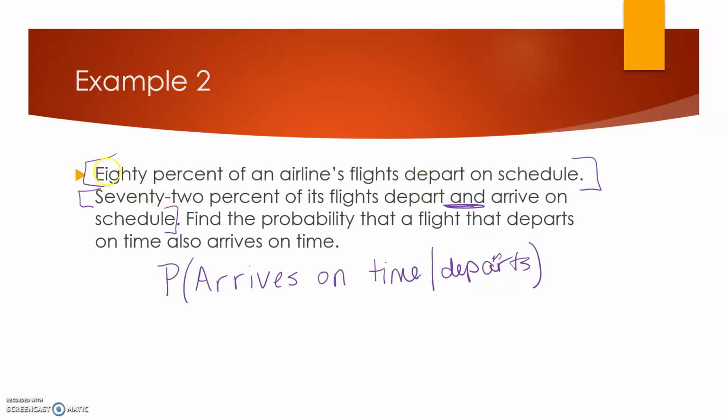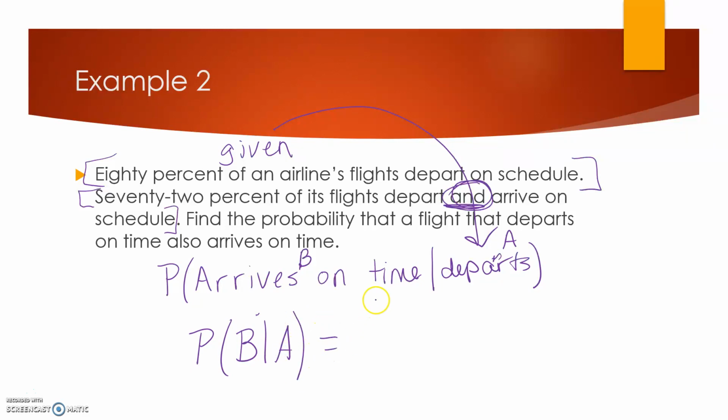You have to be able to figure this out for yourself. So if we're reading this, this is what's given, so that's what needs to go right here. This has that magical word and, so I know that that's going to be my P of A and B. We'll call this B and we'll call this A. So P of B happening, what's the probability that it arrives on time, given that it departs on time, is going to be P of A and B over P of A.